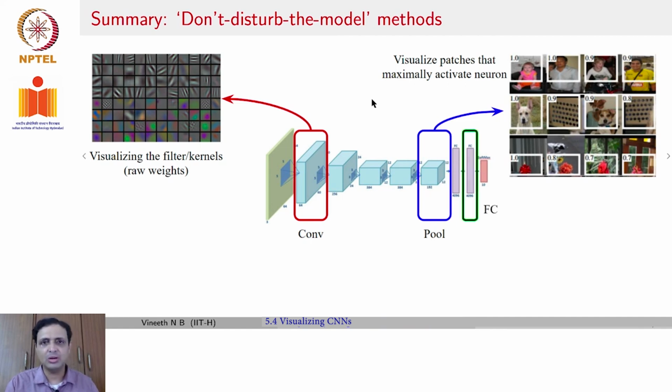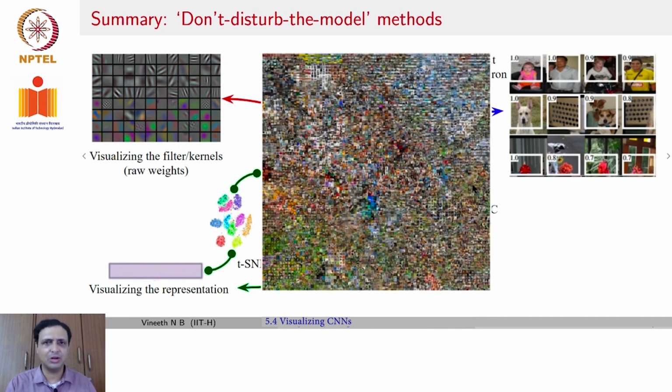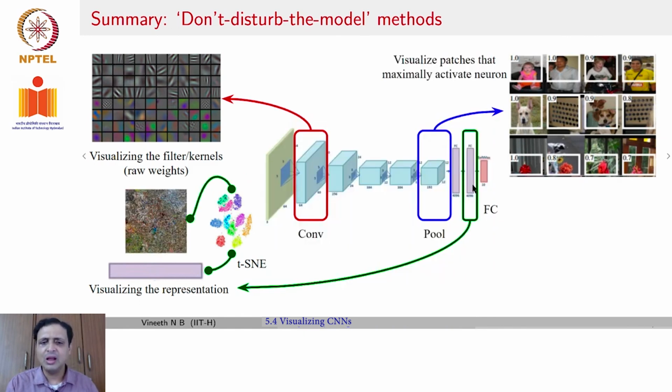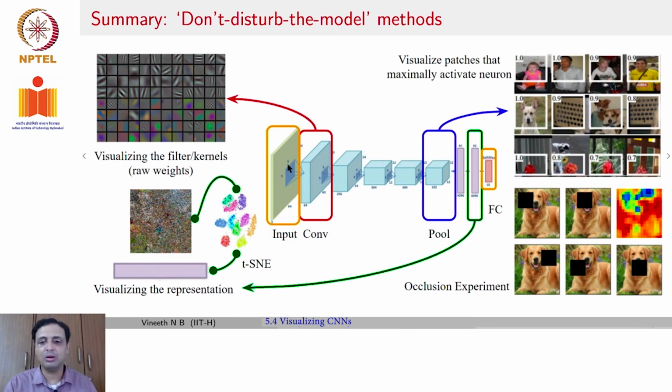The third thing we talked about is that you can take the representations at the fully connected layer, visualize them, and then apply a dimensionality reduction method such as t-SNE on these representations, and you get an entire set of embeddings for ImageNet. And lastly, we spoke about the occlusion experiment, where you take an input, perturb it, and then see what happens at the final classification layer. That gives you a heat map that tells you which part of the image the model was looking at while making a prediction.